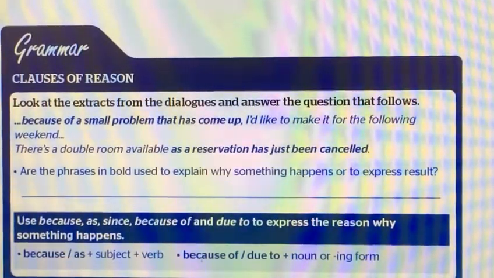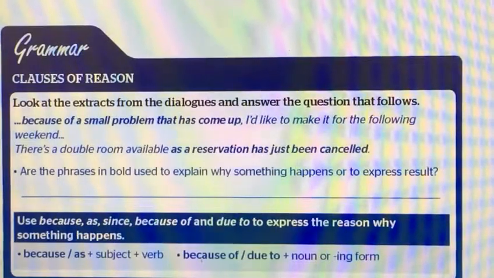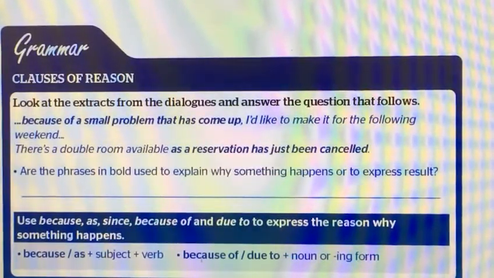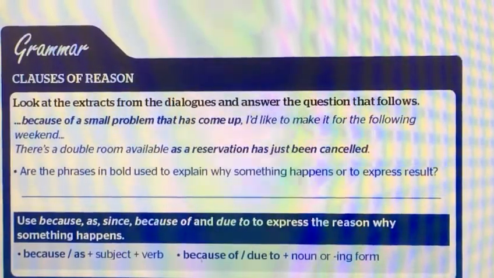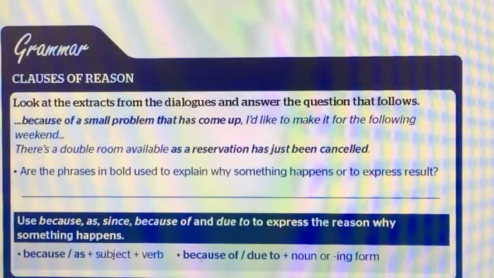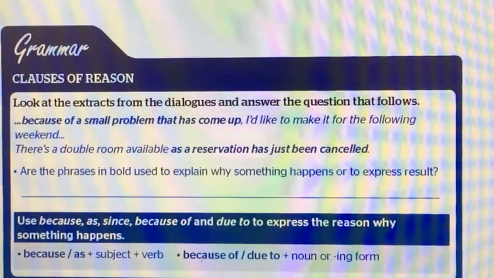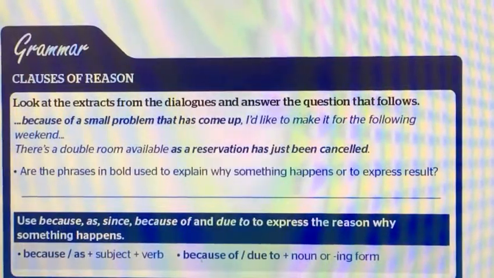Here we have another example also. There is a double room available as a reservation has just been cancelled. Are the phrases in bold used to explain why something happens or to express result? Send me your answer. Okay?